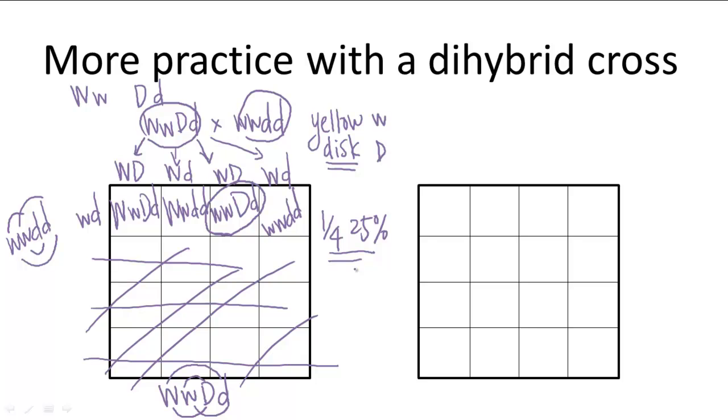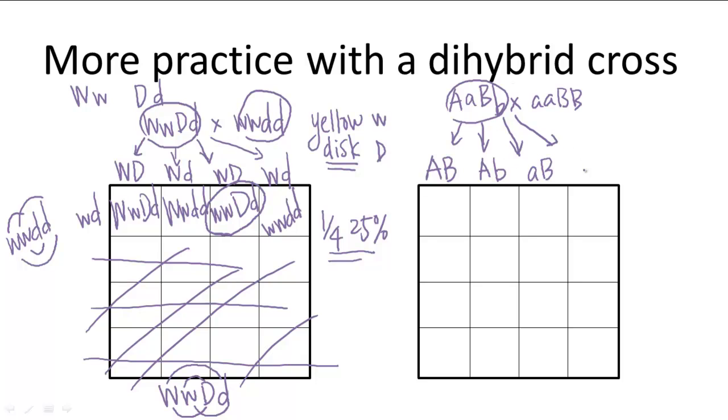Let's practice a little more, and this time we can just use a simple letter combination. Let's say you have big A, little a, big B, big B crossed with big A, little a, big B, little b. Again, start with your gametes. The first individual has four different gamete possibilities: big A, big B; big A, little b; little a, big B; and little a, little b. Again, we're doing the alternating and outside-inside gamete combinations.